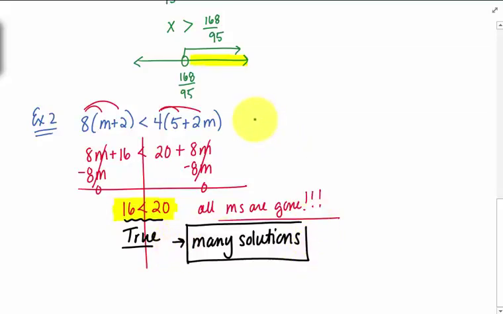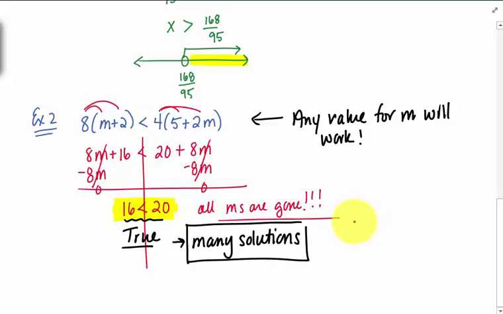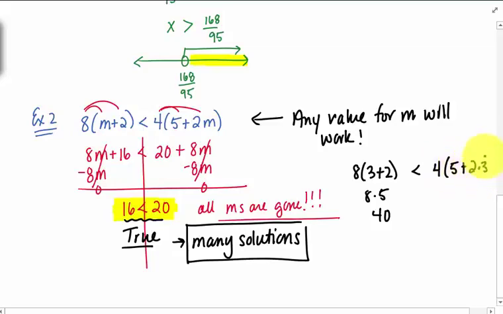In other words, if we go back to the original problem, we can pick any value for m and it will work. And you can actually try that. If you pick 3, you would have 8 times 3 plus 2, which is 8 times 5, 40, is going to be less than 4 times 5 plus 2 times 3, which is 4 times, this is 6, 5 plus 6 is 11, which is 44, and yes, 40 is less than 44. That is true. It works. Try it with another number. It'll work for any value of m that you pick.